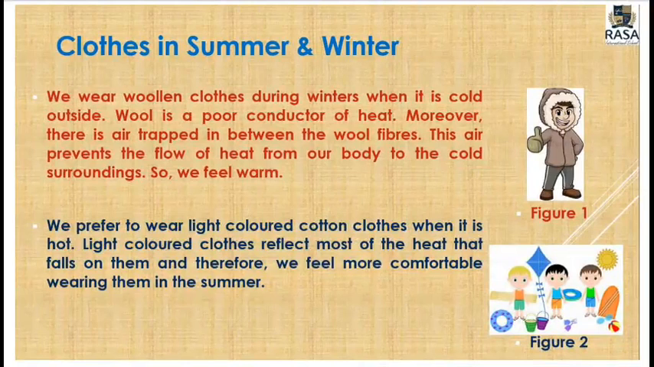Now, the types of clothes we wear during summer and winter. Okay, so in winters we have to maintain our body temperature, so we have to wear those types of clothes which do not allow the heat to escape from our body. So we wear woolen clothes during the winter when it is cold outside. When it is winter and cold outside, we have to wear clothes which retain the heat of our body and do not let it escape.